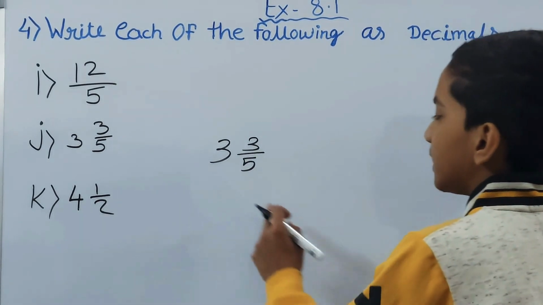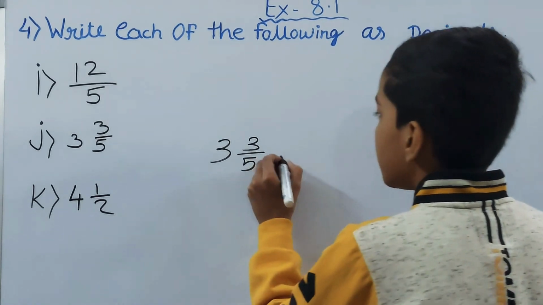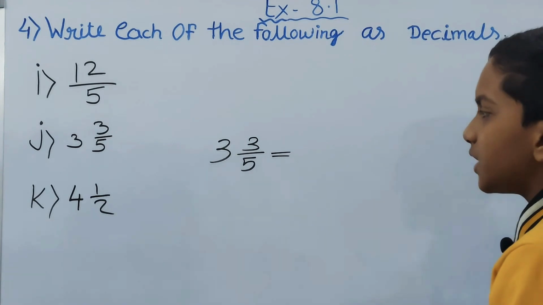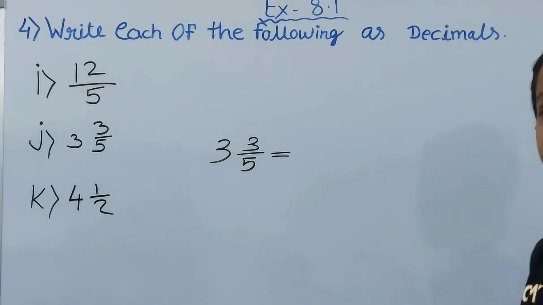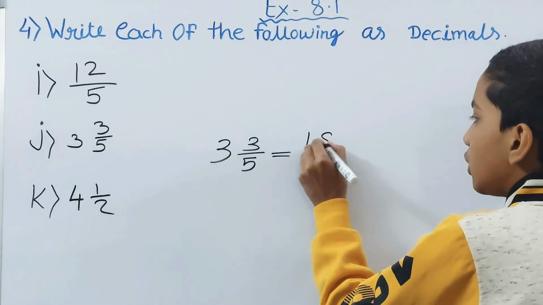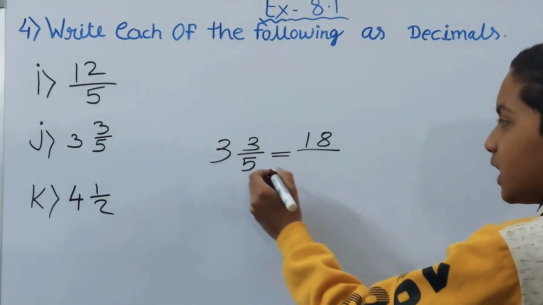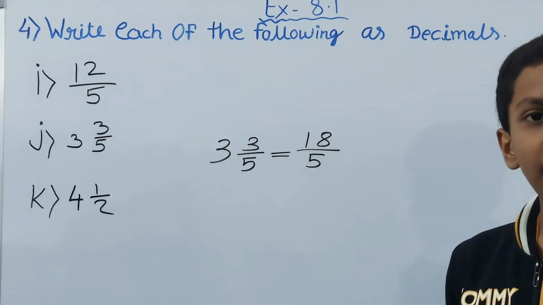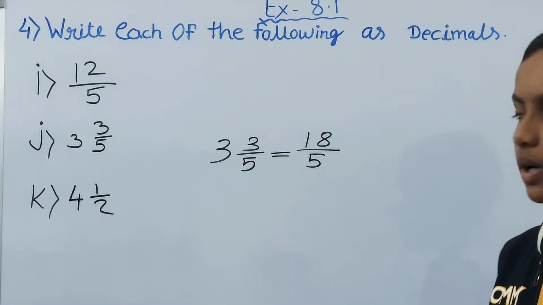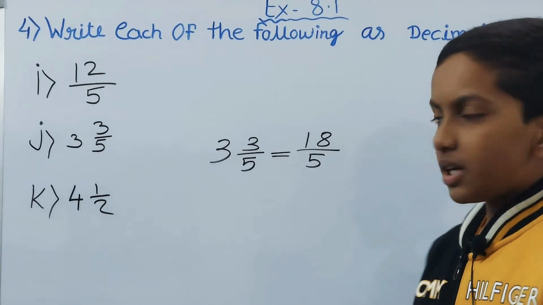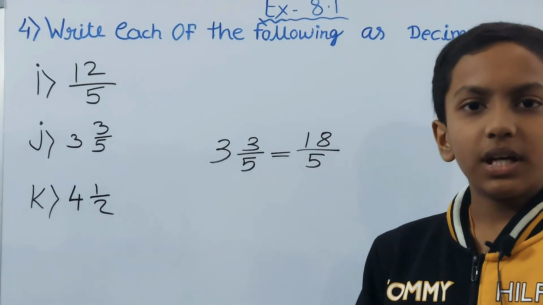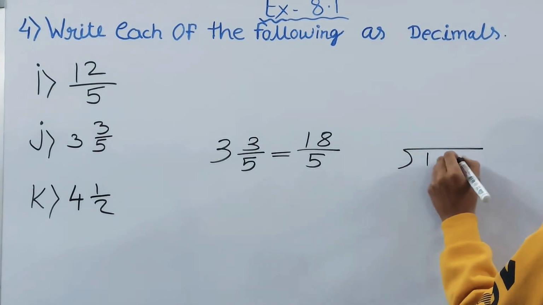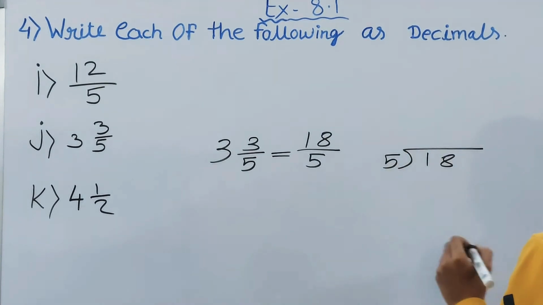So let's convert this into an improper fraction. When we convert this, 5 into 3 is 15 plus 3 is 18. So we will write 18 in the numerator and in the denominator it will be 5. So this becomes 18 upon 5. Now let's convert this into a decimal. As always, there are no zeros over here, so we will do the division method. So we are going to divide 18 and 5. So let's see.